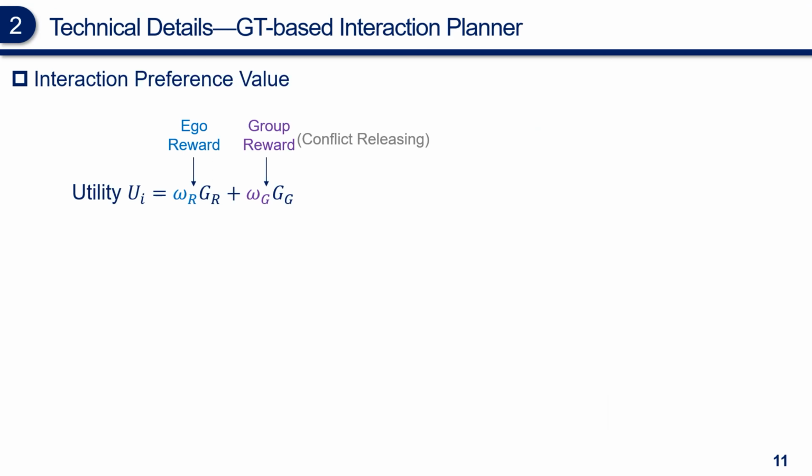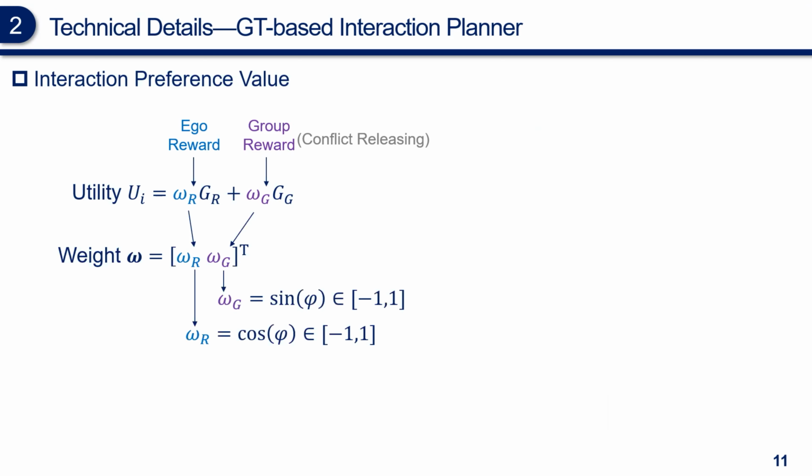Here, the weights in the utility function decide whether a vehicle focuses more on the ego reward or the group reward. We use the trigonometric value of an ego angle phi to govern the weight vector. As such, different values of phi mean different social preferences of a vehicle.